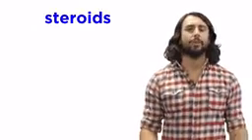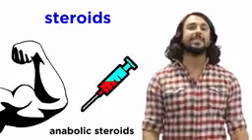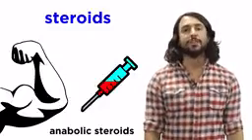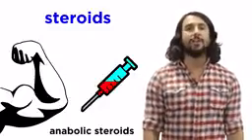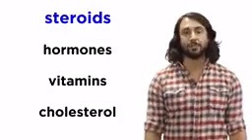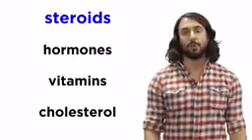When people hear the word steroids, they typically think of anabolic steroids, which are synthetic derivatives of testosterone. But in actuality, steroids refer to a class of molecules that includes not just hormones, but also certain vitamins and cholesterol. Let's learn a bit about the structure and function of steroids.